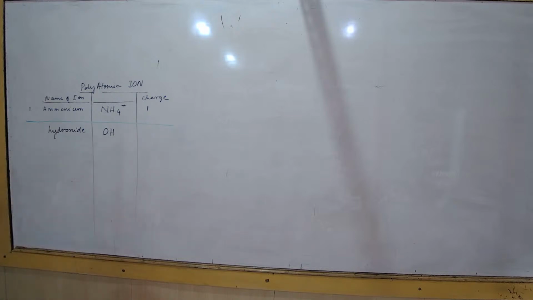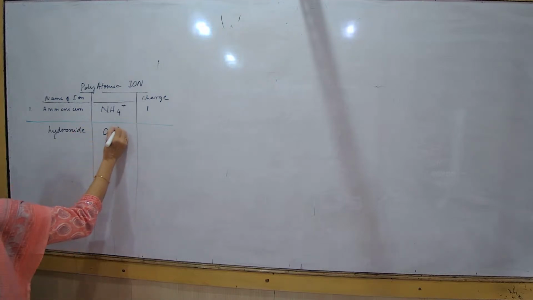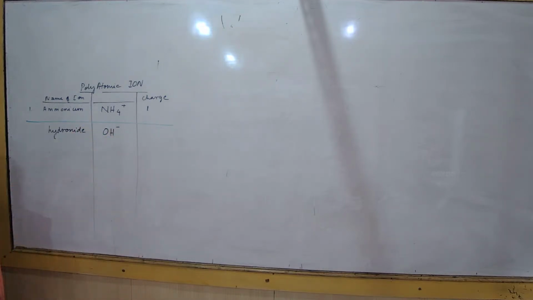Hydroxide, OH. One minute. ऑक्सीजन में क्या था? -2. ऑक्सीजन का -2 था, हाइड्रोजन का +1 है, +1 -1 कैंसिल हो गया, तो अभी ऑक्सीजन का क्या है? This whole thing will have negative, the whole thing. So it is an overall charge. Understood now?